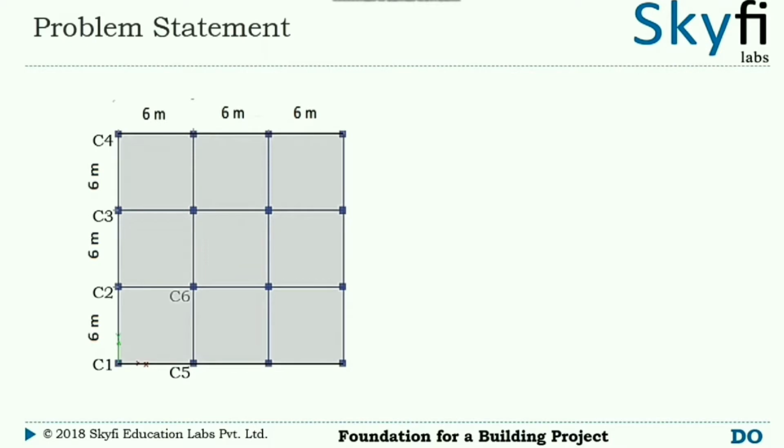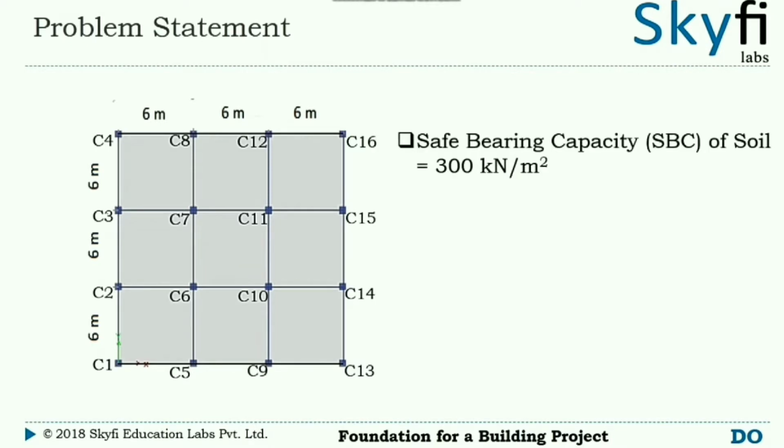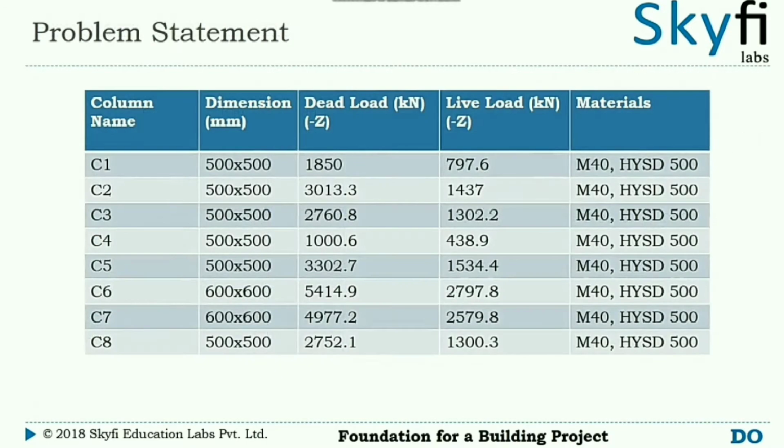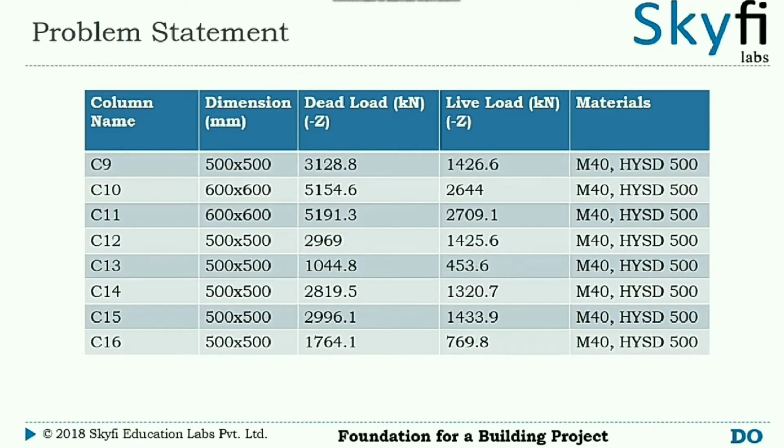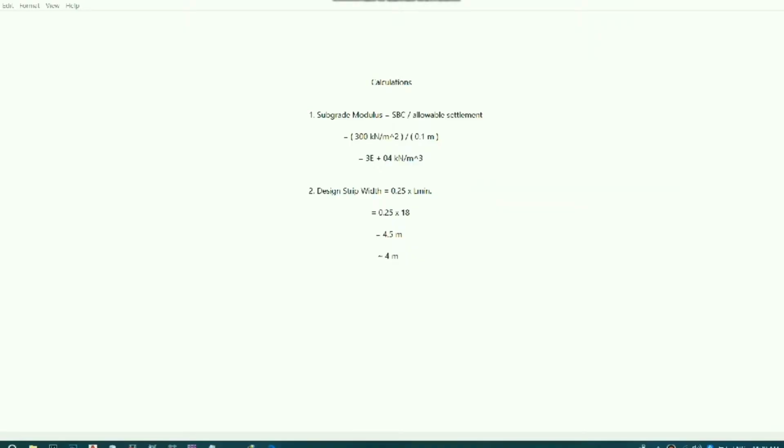So this is the problem statement that we've arrived upon by using the analysis data for the tall building that we designed on ETABS. And now we'll be designing a mat foundation for it using this data only. Now we will calculate the subgrade modulus, which is the ratio of safe bearing capacity of the soil to allowable settlement, and the design strip width, which is 0.25 times the shorter dimension of the mat footing, which we'll here take as 4 meter.